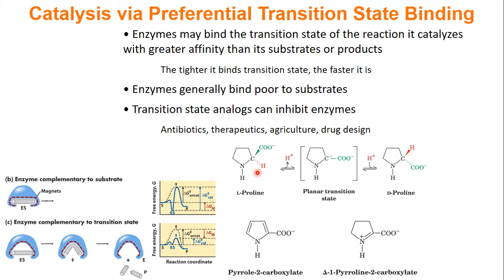And for most drugs, antibiotics, and agriculture, the way that we stop an enzyme from working is that we make our drug look like the intermediate state. Here we have an enzyme that goes from L-proline to D-proline. Here's the transition state. If we want to make that enzyme stop working, we give it a substrate that looks a lot like the transition state, but a little different, so that our enzyme will bind it but not be able to complete its chemistry.